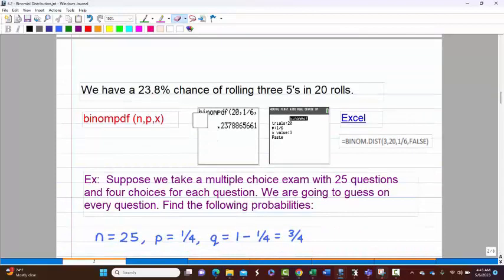So here, I did binom PDF, 20, 1/6, comma 3, and got this 23.8. And over in Excel here, I did binom dist, but the 3 goes first. It's just the order they want them. And then the 20, then the 1/6, and the false. You can look at these as reference and compare, so that when you go to enter it, you'll see what's happening. And I'm sure you'll get used to it quick enough. And, I forgot to put the answer there.